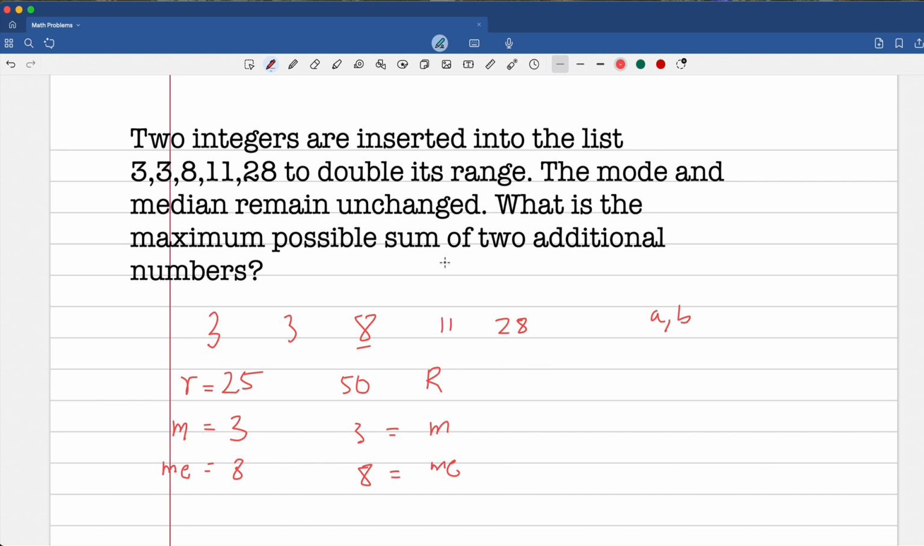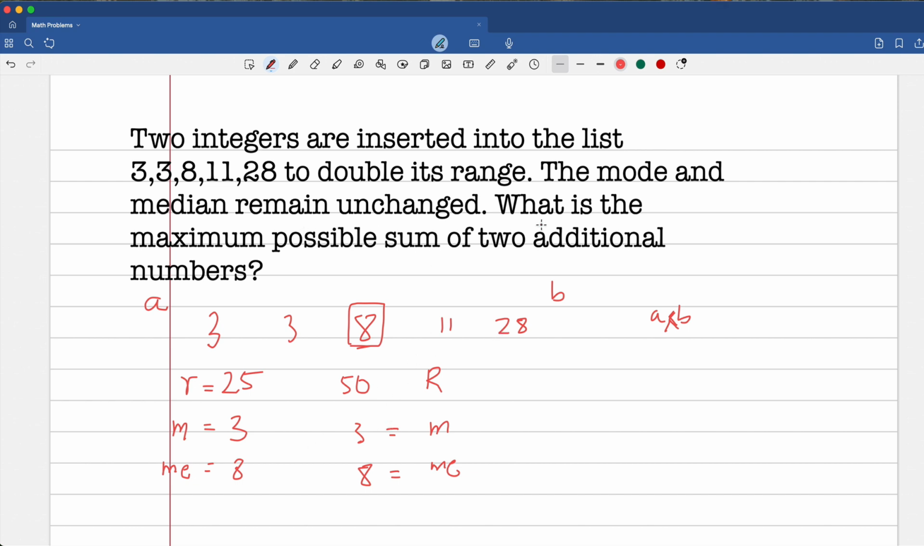Now, what is the maximum possible sum of the two additional numbers? Let's look at this. If I have 8 as my median of 5 numbers, and 8 still needs to be the median of 7 numbers, then you know for sure that A needs to come to the left and B needs to come to the right. So let's assume that A is less than B. Now, B obviously is going to be larger than 28, because if it's less than 28, then you won't be able to find a range of 50.